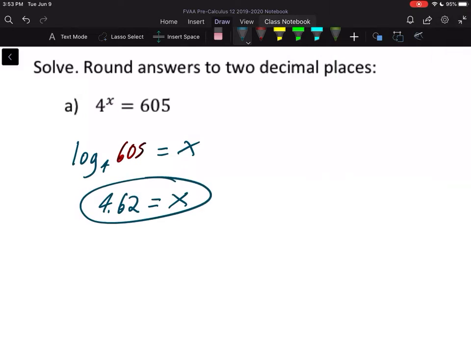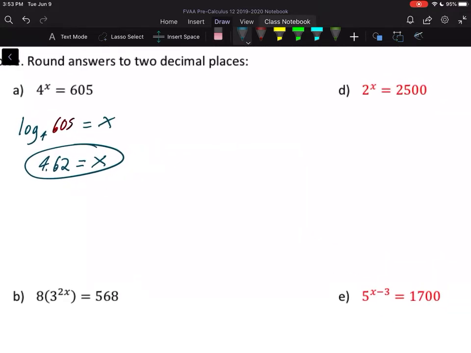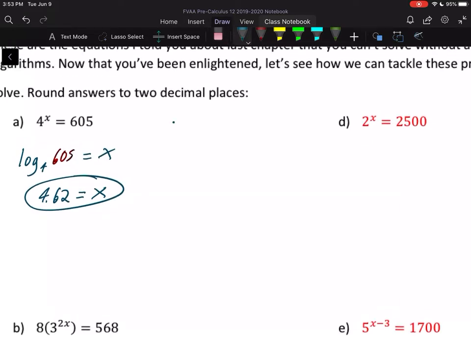That's what logarithms were meant to do, well, at least in the initial phase when we learn them for exponential functions. They're meant to help solve that unknown exponent. Okay, so just for this, go ahead and pause the video and try D there over to the right. All right, hopefully that went well for you.